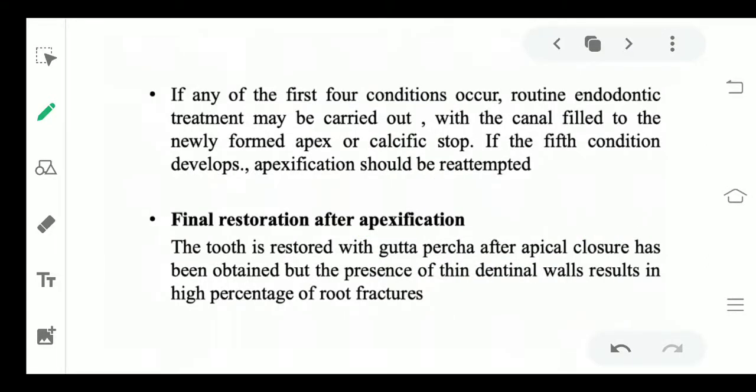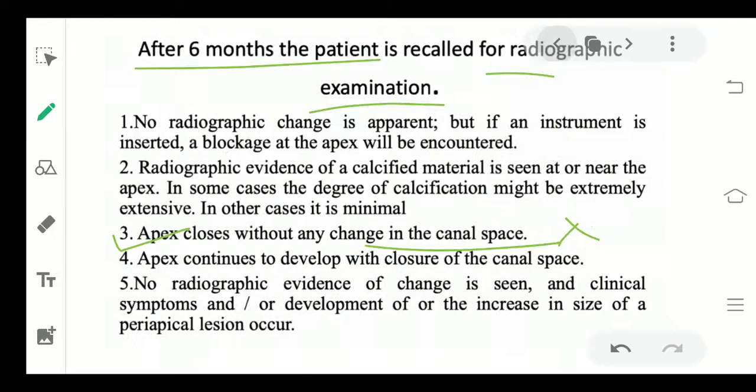Now if any condition of infection is seen, then again you have to go for the whole process. Remember, for example, your apex is formed but you have seen infection in the canal, then again you have to irrigate the canal and clean any kind of infection which is there. So both the conditions should be satisfied. Apex should be closed and canal should be completely free from any kind of infection. Then only you can go with the treatment.